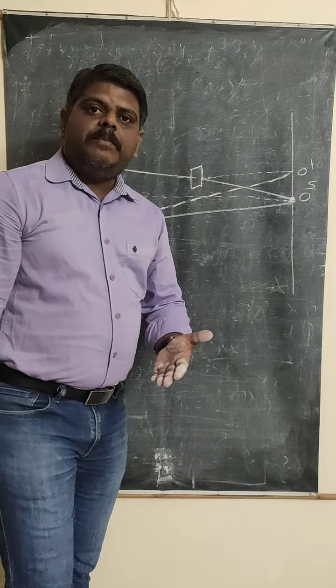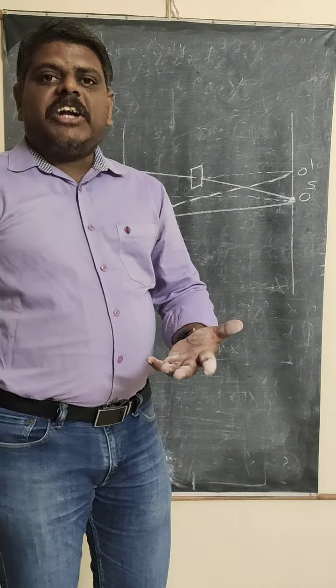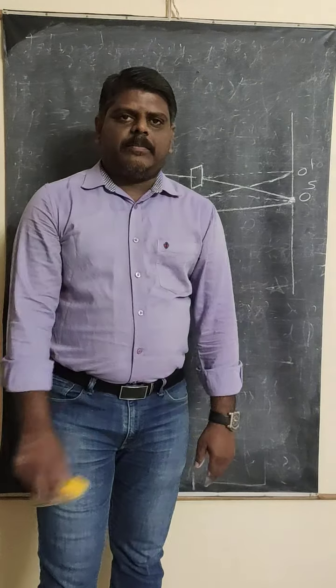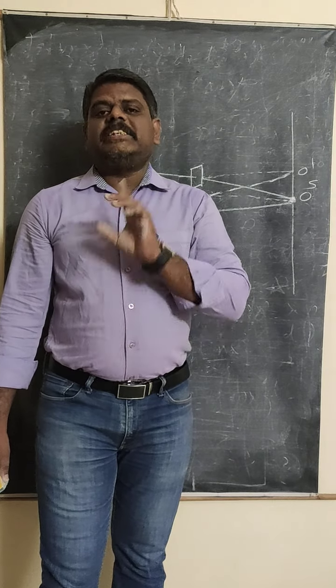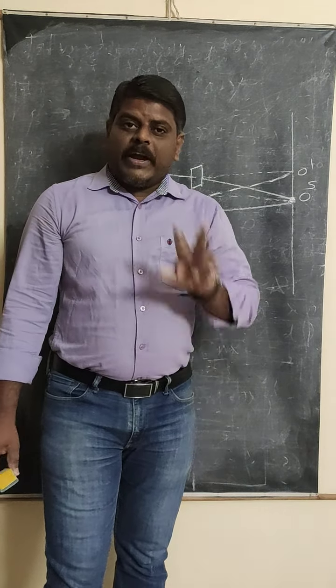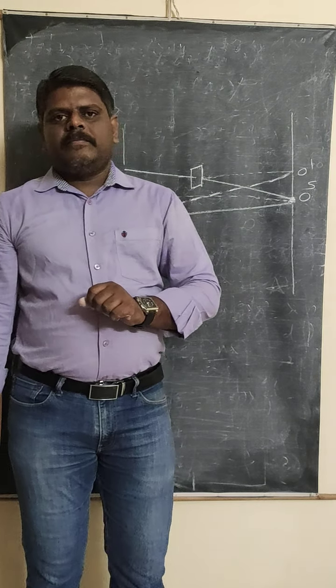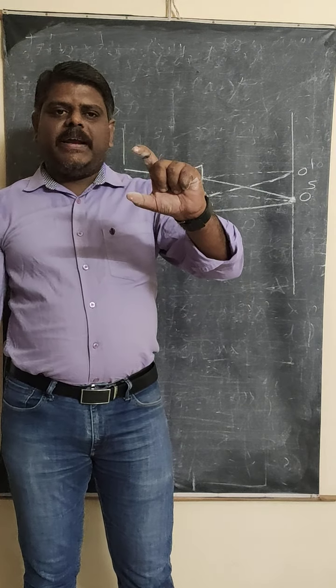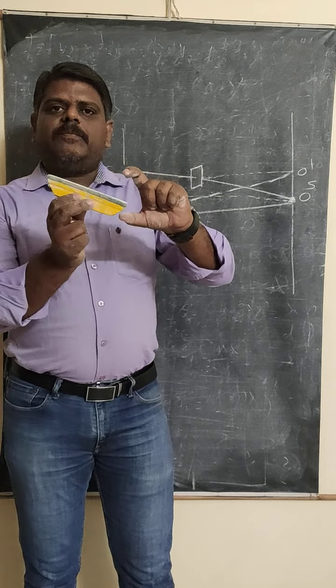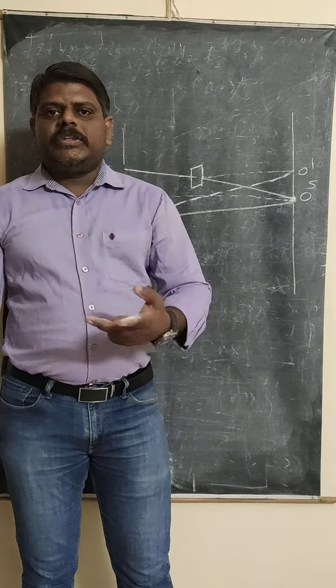Whenever the path difference changes, it is not certain that you are going to get the bright band or the dark band. This is also the next important point you have to remember. Two things are going to happen here. When you introduce a glass plate in the path of one of the light sources, two things will happen.